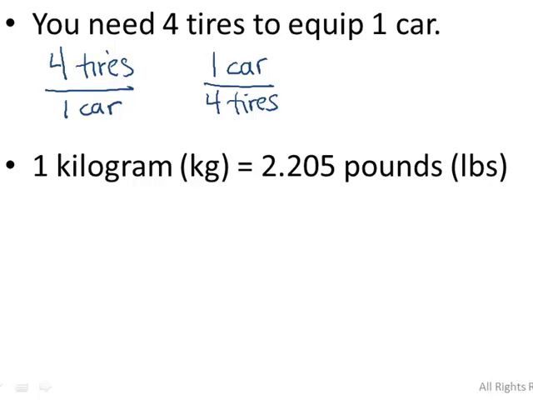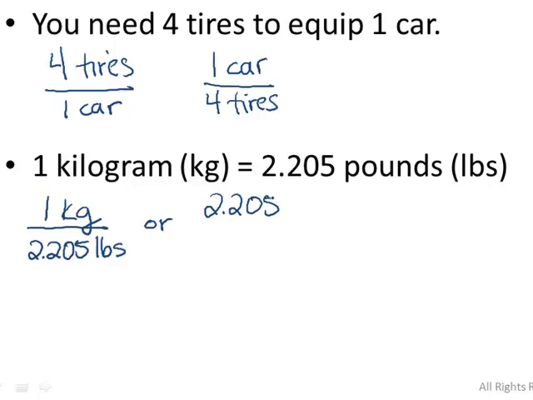Okay, so to write 1 kilogram is 2.205 pounds, one way to do it would be to write 1 kilogram in the numerator and 2.205 pounds in the denominator, or you could also flip this upside down and do the inverse, 2.205 pounds, and I'm using the abbreviation, but you don't have to, you could write it out if you want, and on the bottom in the denominator, 1 kilogram.